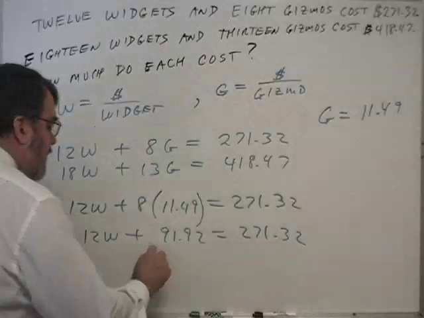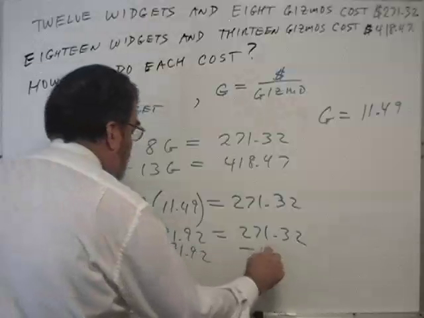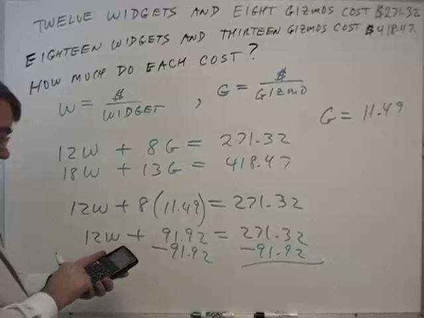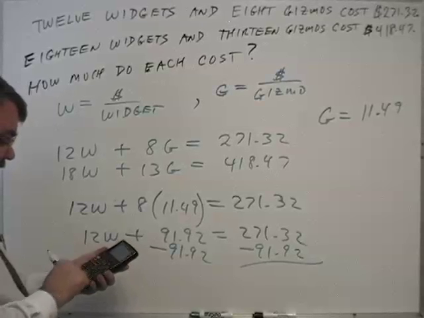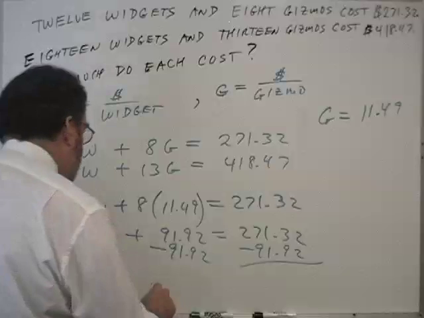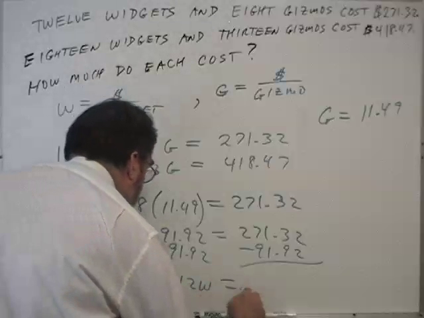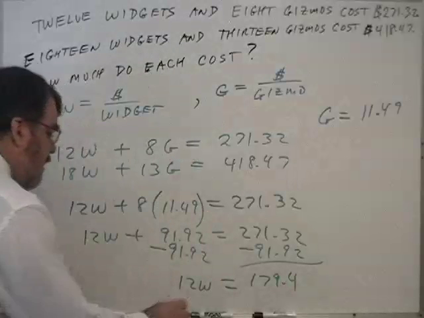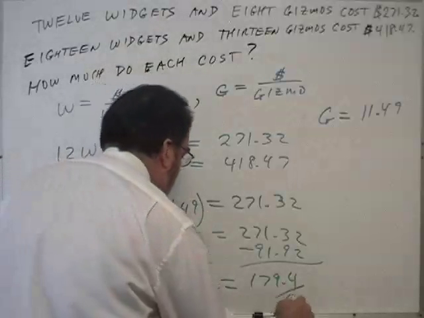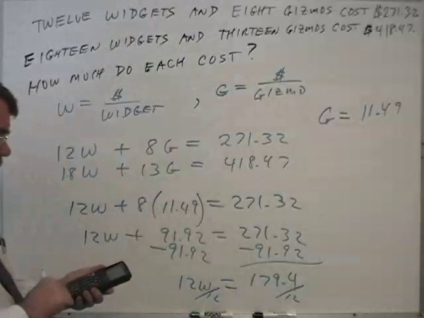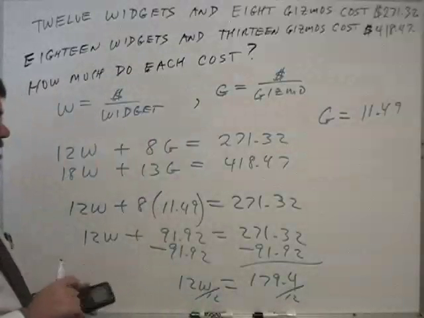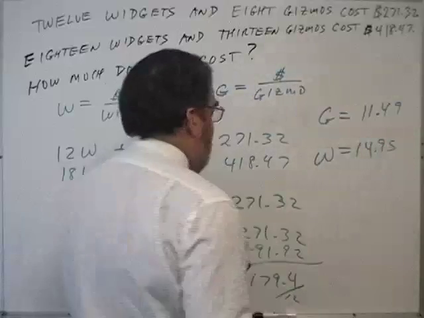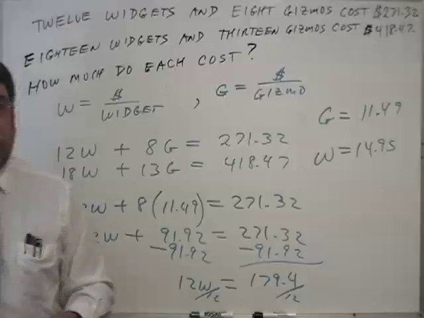Subtract this amount from both sides. And we get, let's see, 271.32 minus 91.92, my answer is 12w equals 179.4. Divide by 12, and we get $14.95. Okay, so not the friendliest numbers.